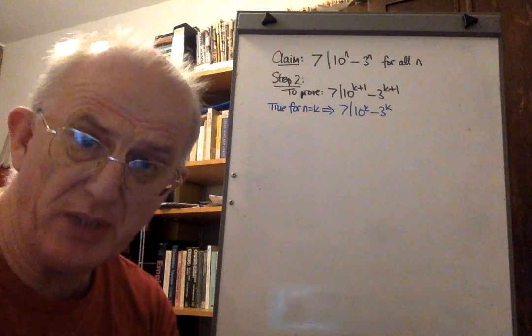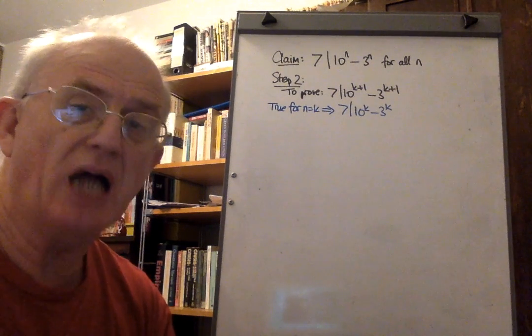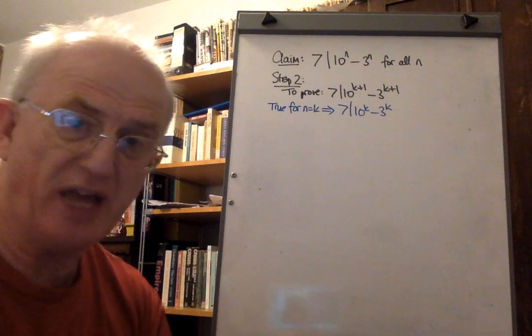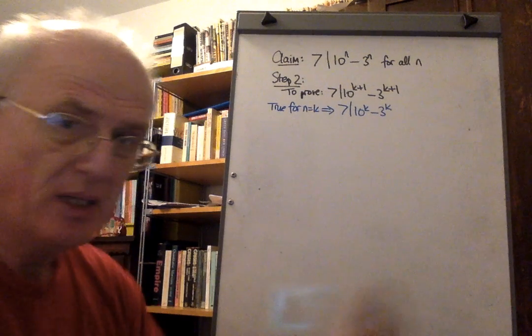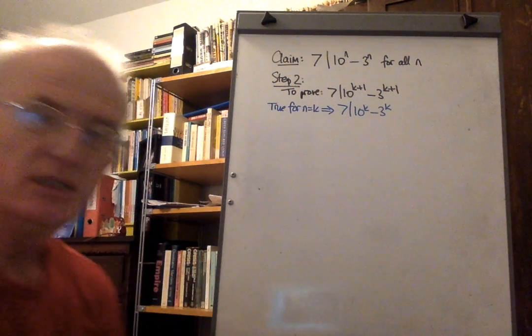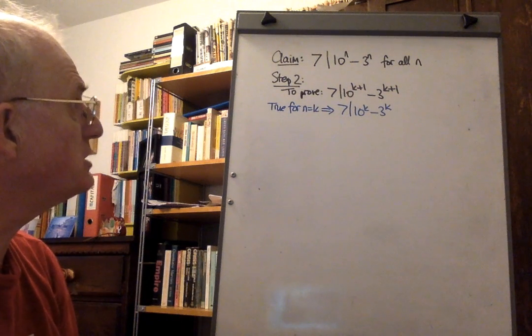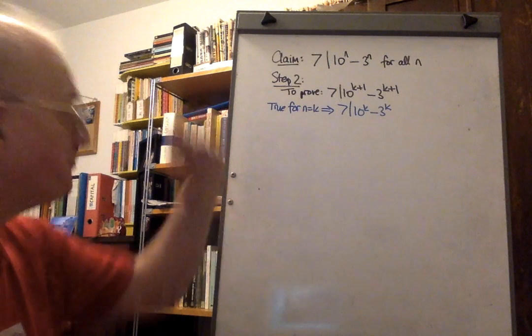Also, I'm going to assume here you know how to do step 1 for each proof, and that you can write out the beginning of step 2, prove true for n equals k plus 1, if true for n equals k. So here's an example. 7 divides into 10 to the n minus 3 to the n for all n. That's what we want to prove.